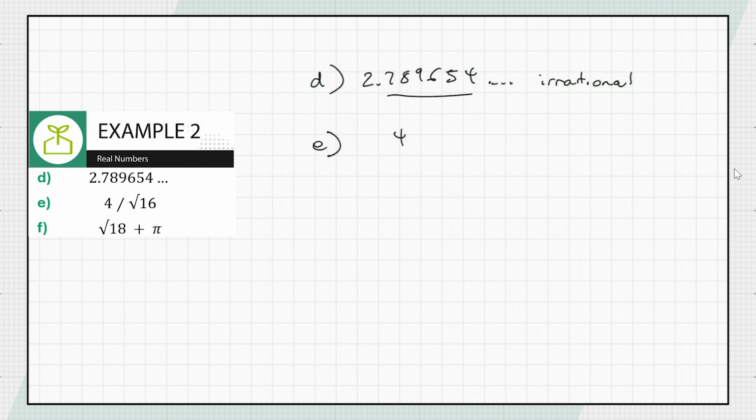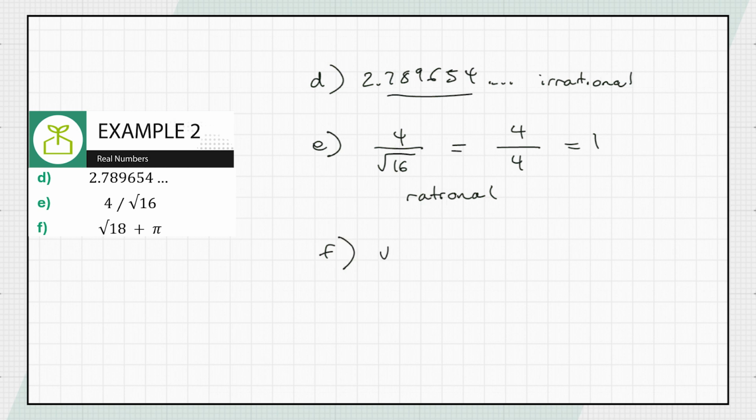Alright, we have 4 over root 16. Now, because it has the square root in the denominator, we have a temptation to consider it as irrational. But remember, if we can solve that square root and get a rational value, then we might have a rational number. So if we solve the square root of 16 being 4, then we actually have 4 over 4, which equals 1, and this means this is a rational number.